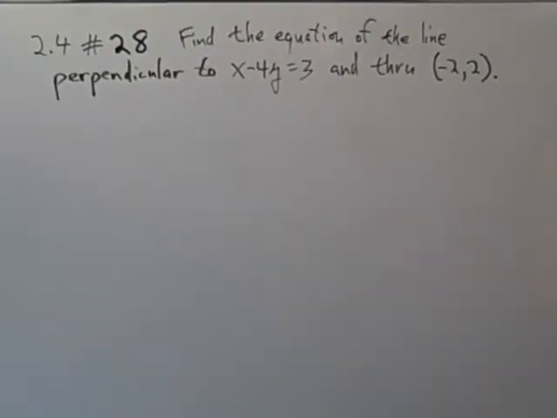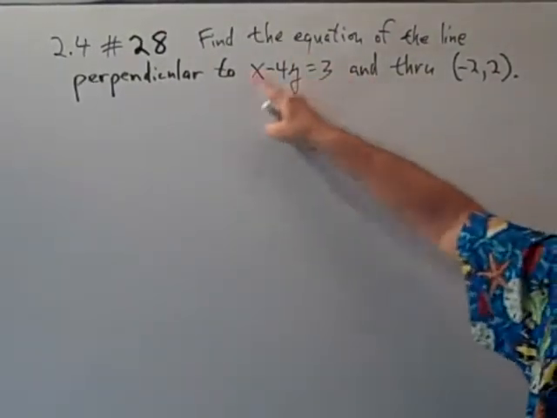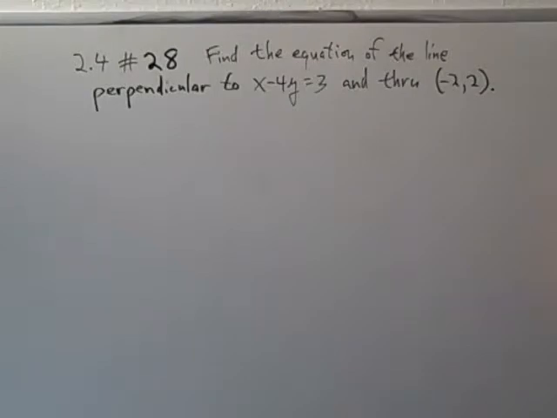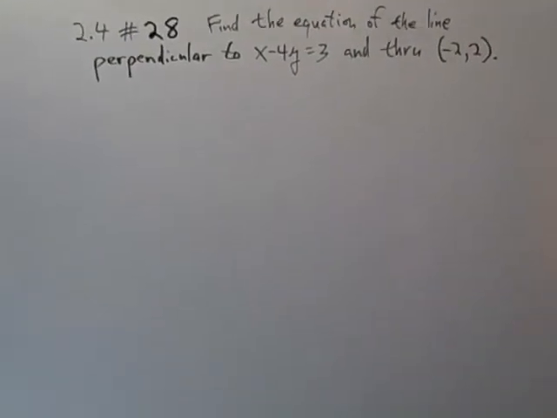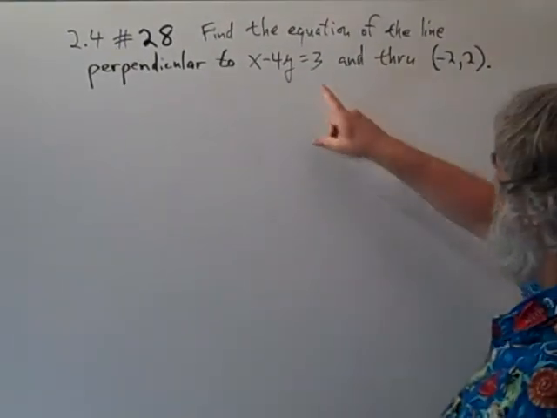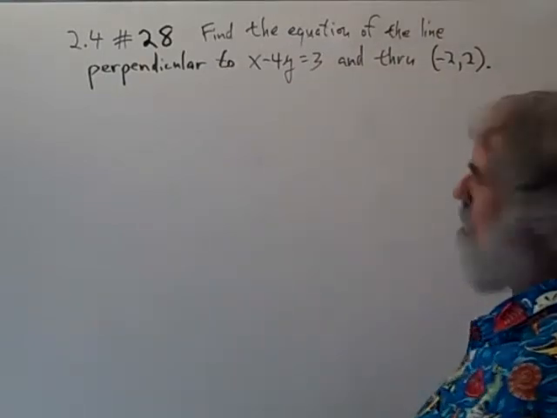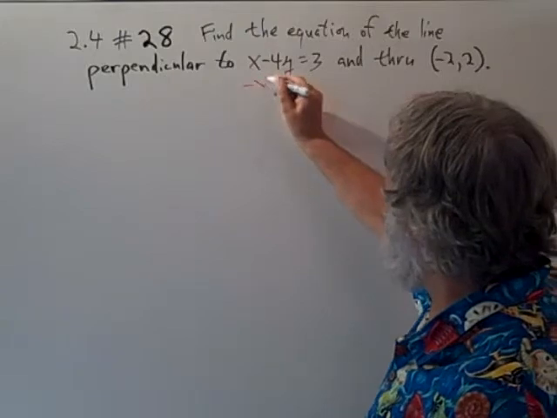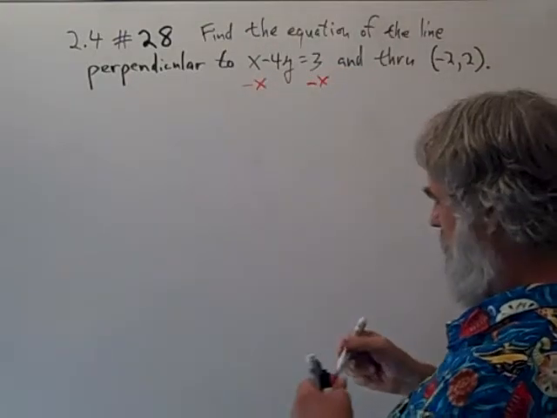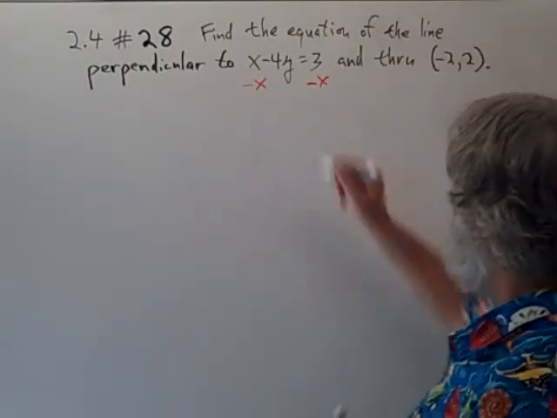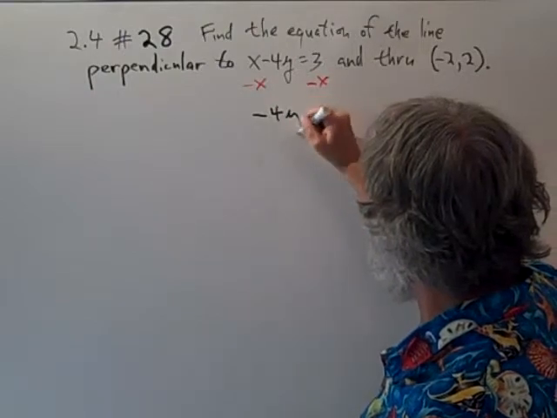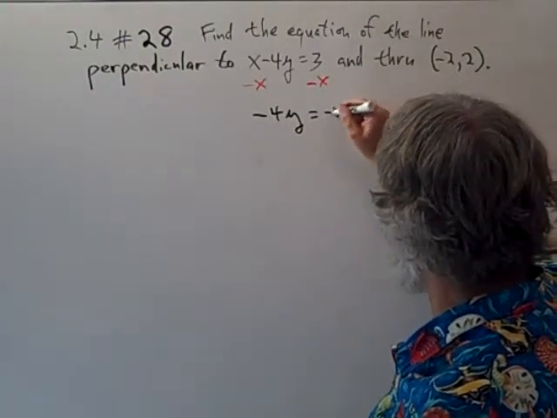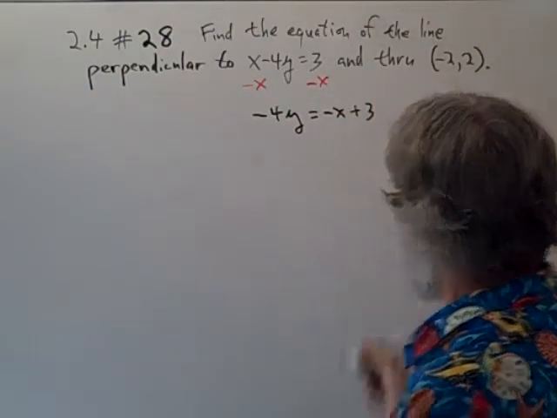So that's our first item on our agenda, to find the slope of this line, so we can figure out what slope our perpendicular line has. To find the slope of this line, as usual, we put it into slope-intercept form. In other words, solve for y. To solve for y, I have to begin by taking x away from both sides. This equation then becomes negative 4y equals negative x plus 3.